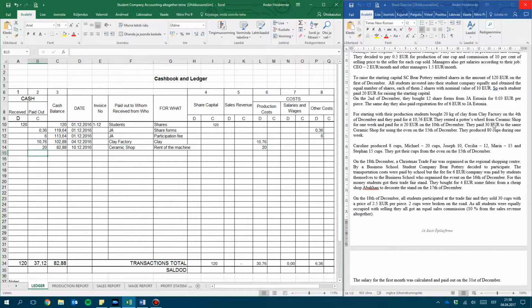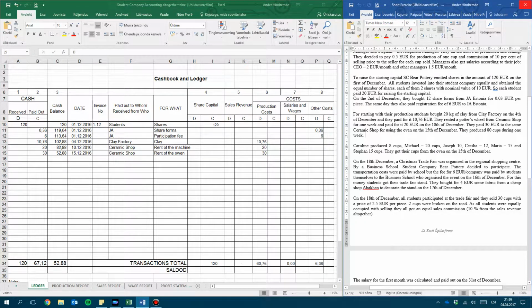They also paid €30 to the same ceramic shop for using the oven on 15th of December. So another cost, €30, we're going to credit it. 52.88 is the new balance, date is 15th. It's again the ceramic shop for rent of the oven. And we can say again that this is a production cost, so we're going to debit it over here. Credit found its debit.